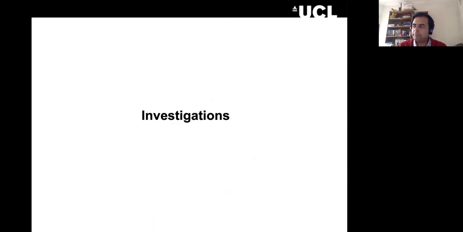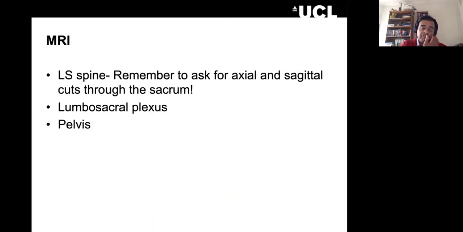Reflexes are sometimes useful, particularly the bulbocavernosus reflex. The anal reflex is sometimes difficult to elicit, especially in an obese individual. And so this is why we need to rely very much on investigations. So, of course, all of you would start with an MRI without doubt.